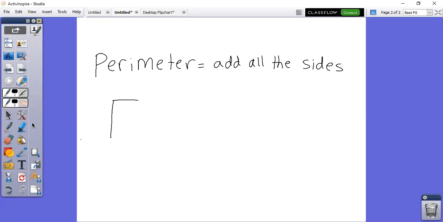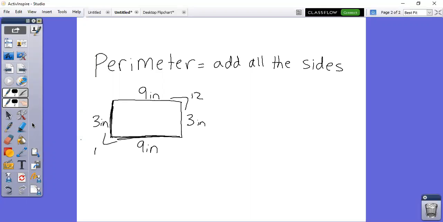Okay? So if I have a rectangle that is 9 inches by 3 inches, what's the perimeter? If you said 12, you are not right. 9 plus 3 is 12, but what about this side over here? And what about this side over here? This is also 9 inches, and this is also 3 inches, okay? So these two sides equal 12, but these two sides also equal 12, so we have to do 12 plus 12, which is 24. So the perimeter for this would be 24 inches, okay?